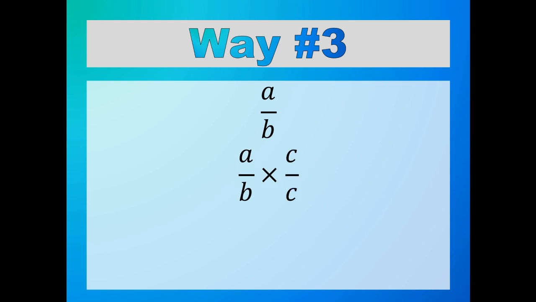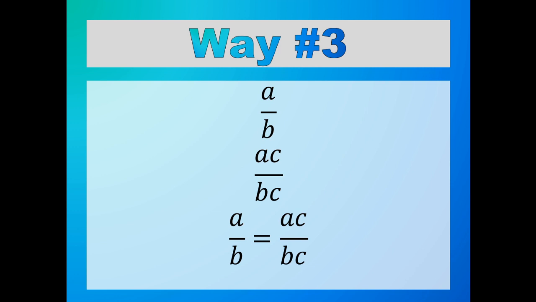Now we rewrite the divide sign as so, and now we're multiplying two fractions, so we multiply both the numerators and the denominators. Normally when we have a times c, we write it as ac, and normally when we have b times c, we write it as bc, and so this is ac over bc. And so we find out that a over b is equal to ac over bc.